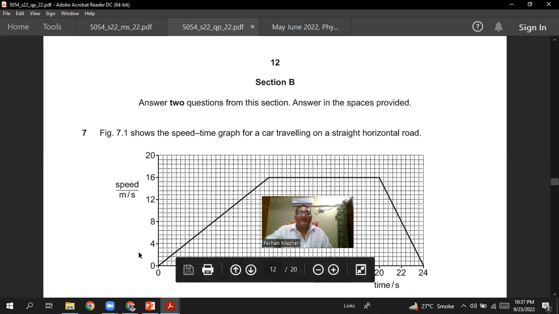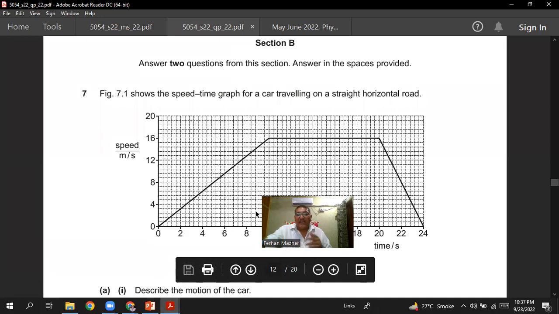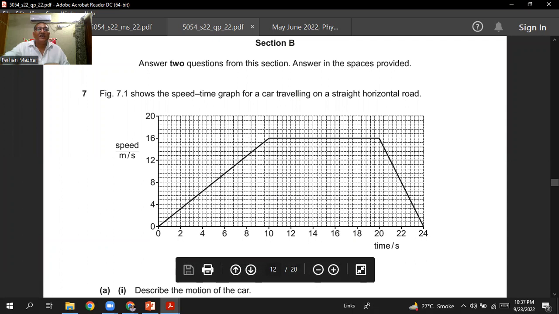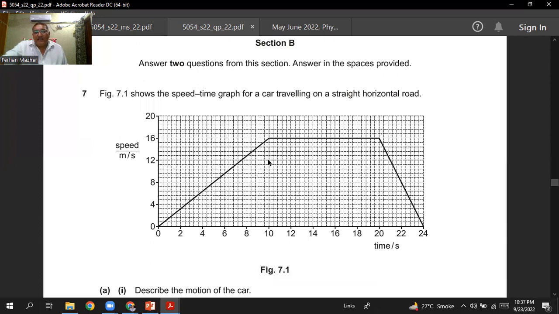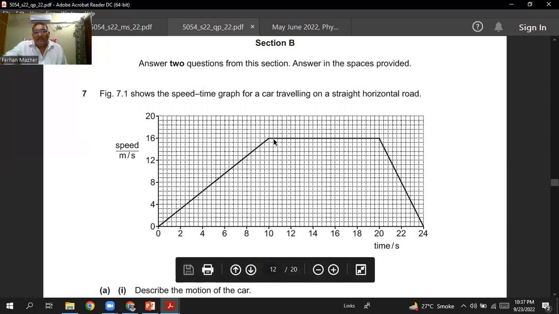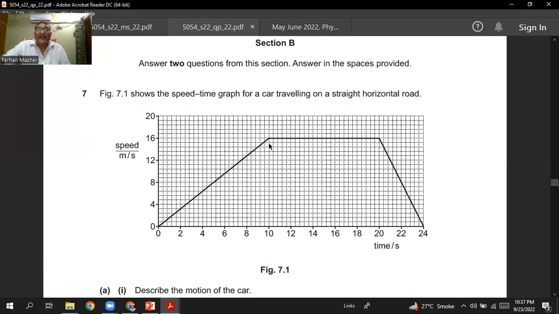Here you have the y-axis. On the y-axis, we have speed. And here you have the x-axis. On the x-axis, we are representing the time. The time is in seconds, and the speed is in meters per second. And here you can see the car has accelerated uniformly up to, I think, 10 seconds. From 0 to 10 seconds, it has accelerated uniformly.